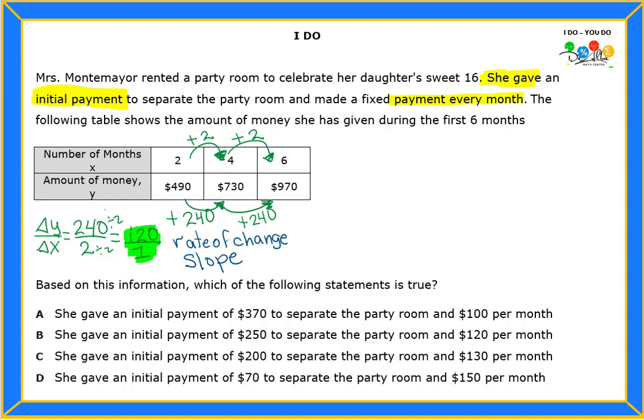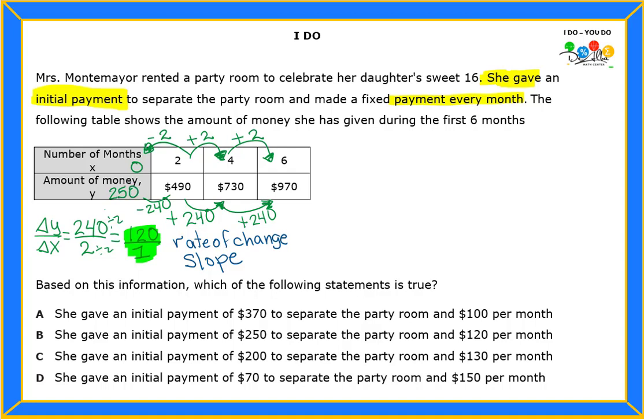So instead of saying plus 2, I'm going to go backward. And the opposite of adding, it's subtracting. And 2 minus 2, I get a 0. And now you're going to do the opposite. Instead of adding 240, I'm going to take away 240. And I will get 250. Very good.